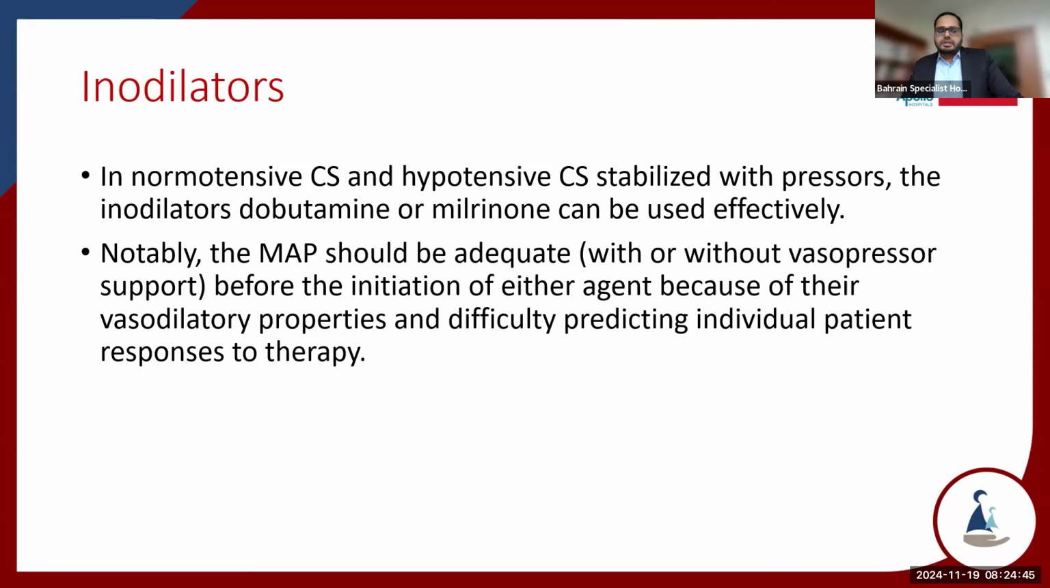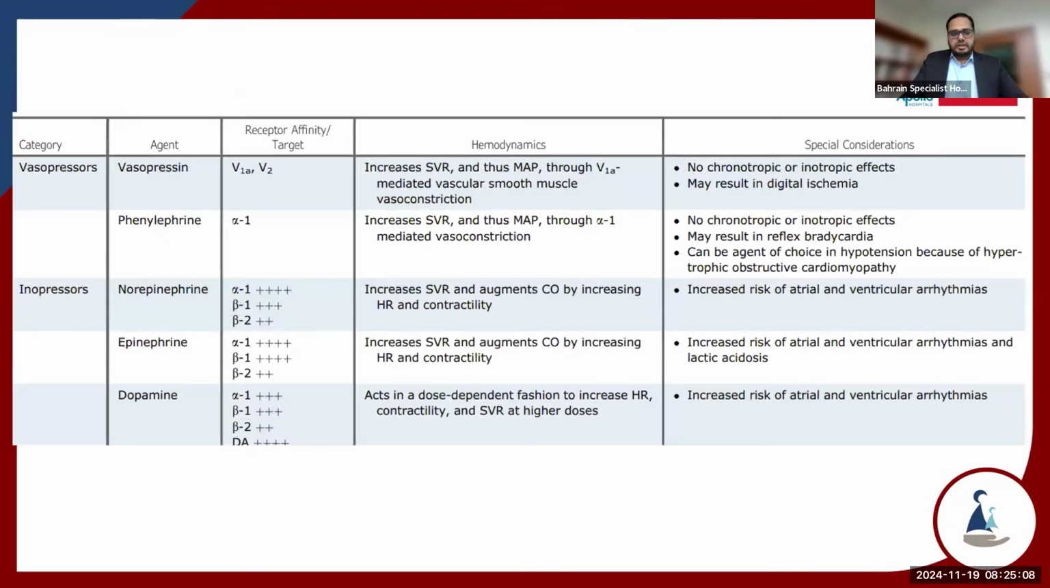These agents increase the contractility of the heart, but they cause some vasodilatation. So before we start these, we should make sure the mean arterial pressure is adequate, because otherwise, because of the vasodilator properties, the blood pressure can fall rapidly. Milrinone is more commonly used in pediatric patients with non-ischemic cardiomyopathies. These are the different vasoactive agents.